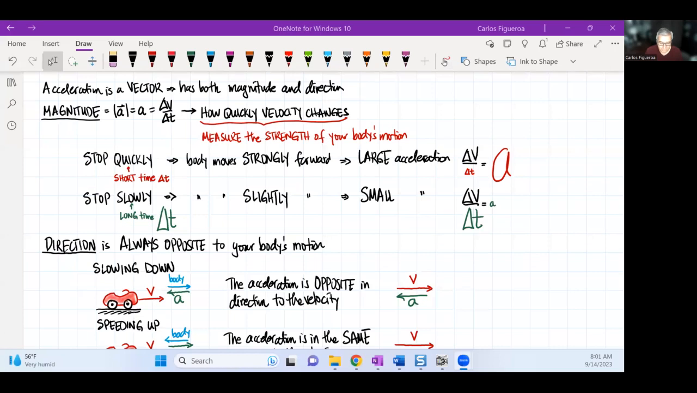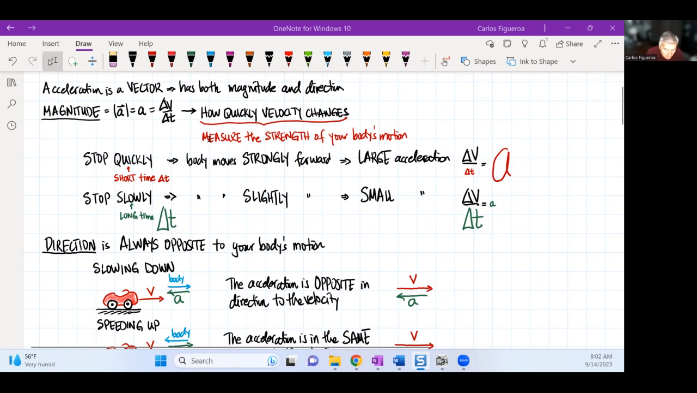I want to do a brief review of what we did. And what you'll find here is that we started with acceleration, and we said that acceleration was a vector. It has both magnitude and direction. The way we define magnitude, which is we write a = Δv/Δt, what this equation tells us is how quickly velocity changes.